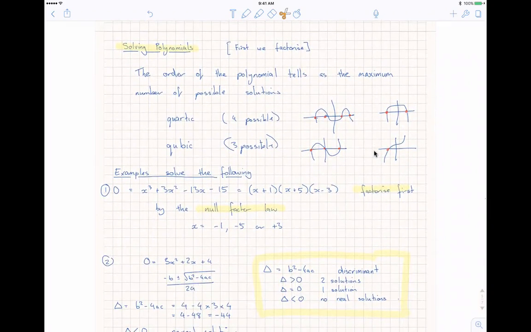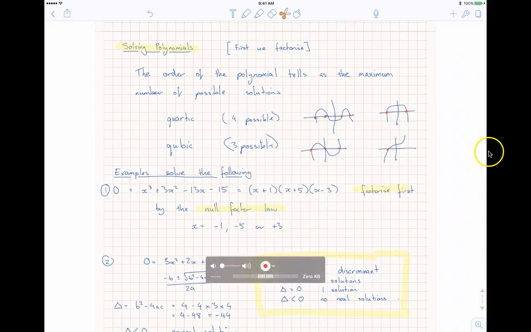Okay, so moving on from factorization, the next step is when we fully solve an equation. So the first step is always to factorize. We should sort of recognize that the order of the polynomial will tell us how many solutions there are. Now remember, solutions is where the graph of the function touches the x-axis.